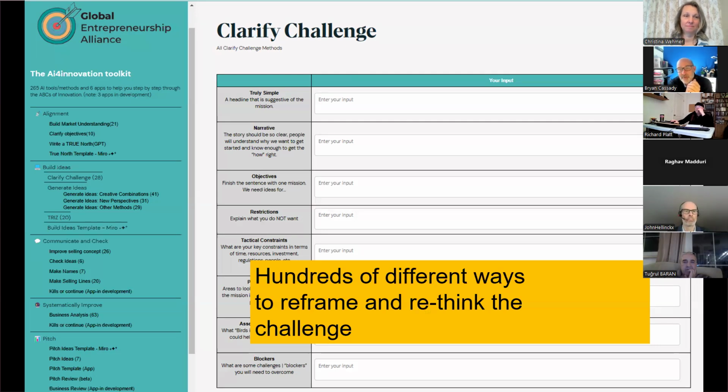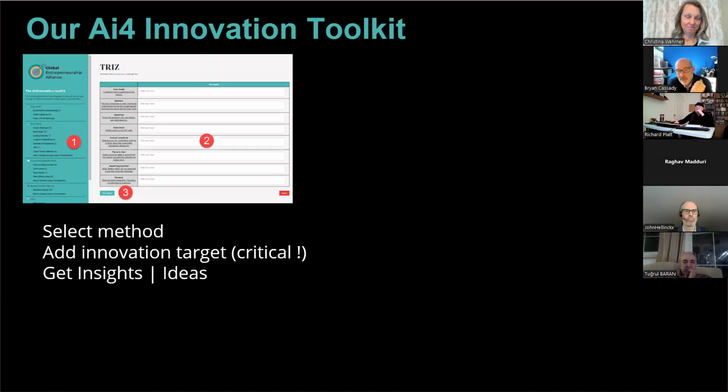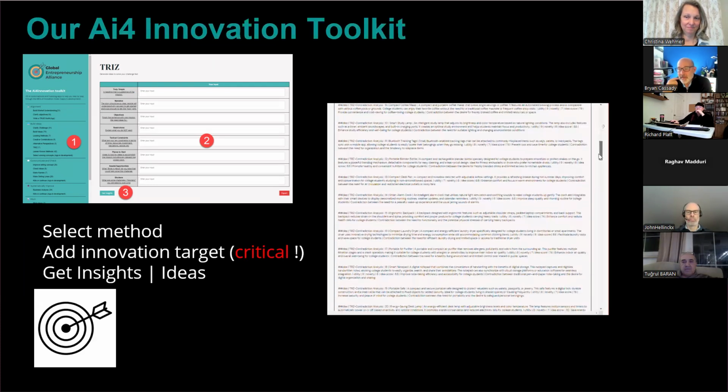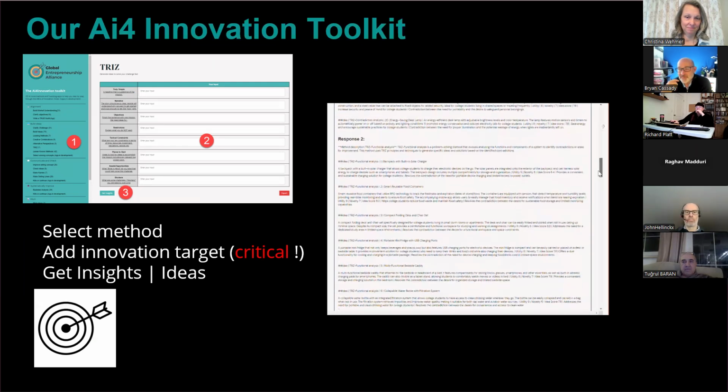And we'll give you hundreds of ways to rethink, reframe your challenge, to write it in different ways, which makes it easier to come up with ideas. The third part, and this is what everybody gets excited about, but this is the easy part, is you choose an innovation method, you fill in your true north, you click a little button, and what's going to pop out is ideas to solve your innovation challenge.